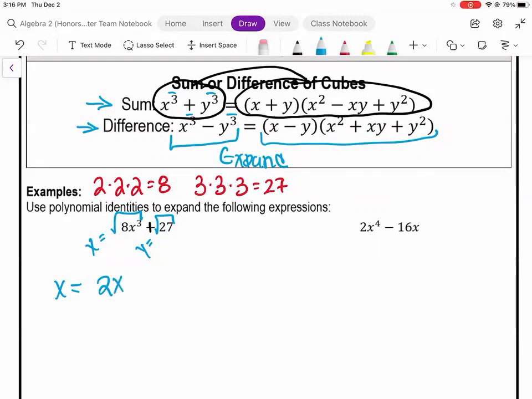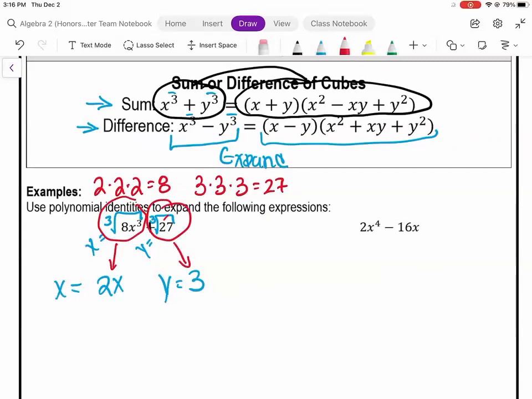Now let's simplify the second one. I need to know what y equals. Well, what is the cube root, and sorry, I forgot the cubed, what is the cube root of 27? Well, the cube root of 27, as we know, is 3. So basically what I did is I simplified this to that, and I simplified that to that.